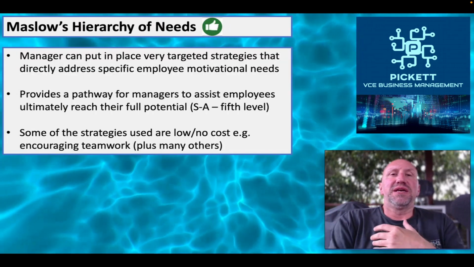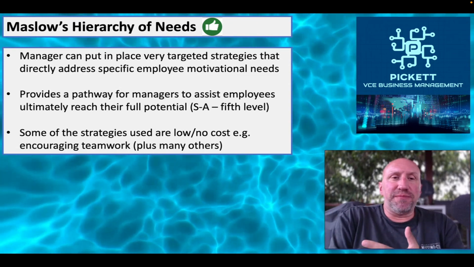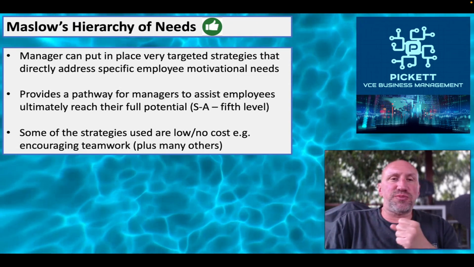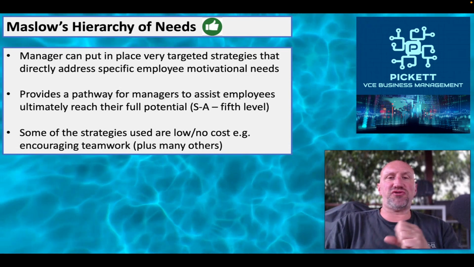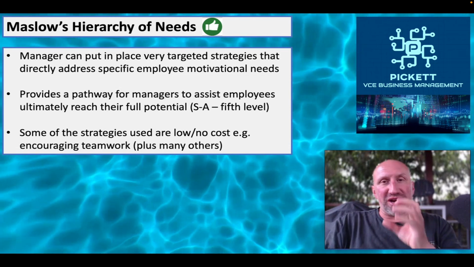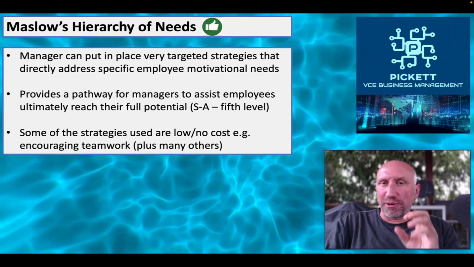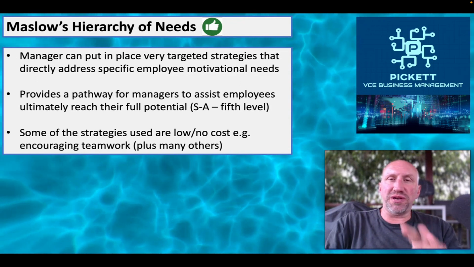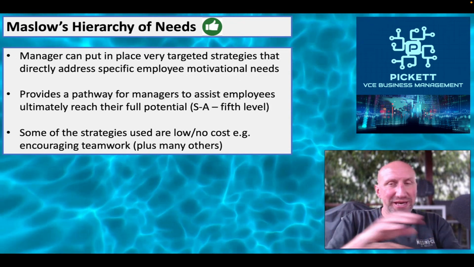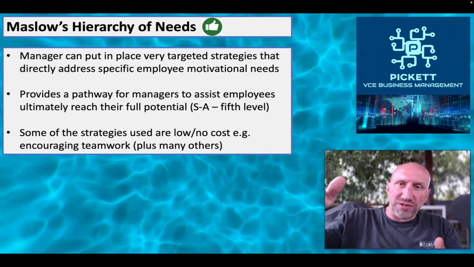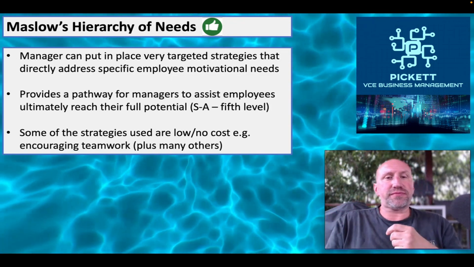So, for all intents and purposes, advantages of using Maslow. Okay, it allows the manager to put in place some very targeted strategies that directly address specific employee motivational needs, because you're working out where each person is and working out what's best to get them to the next level.